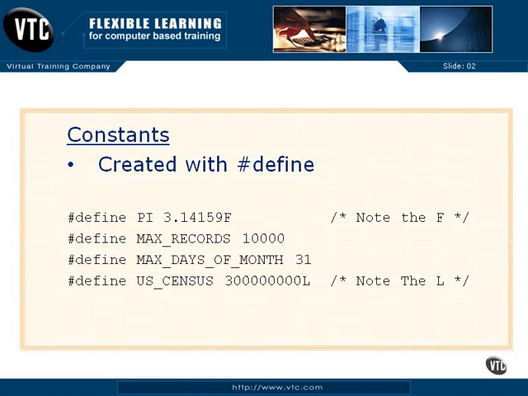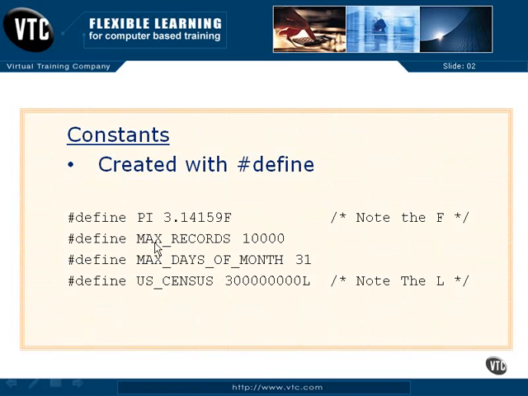Constants are created with #define. There you can see 4 lines of code. Notice the #define for PI, 3.14159, and an F for floating point right there. That will cause PI to be created as a floating point value and not just an integer.